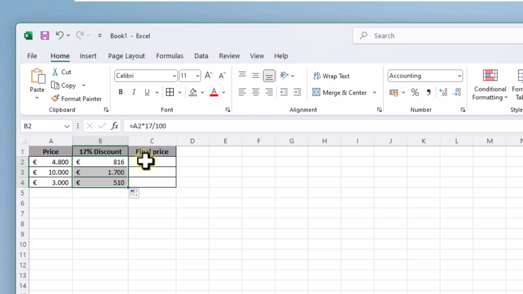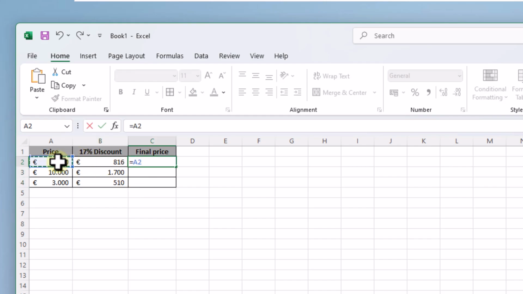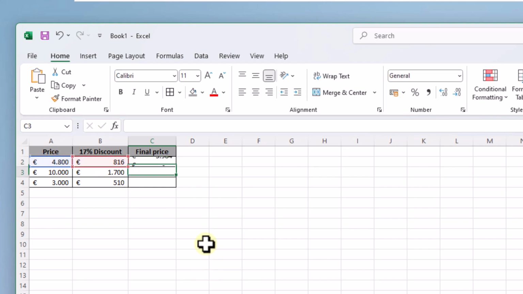Now to determine the final cost, in another cell enter the equal sign, the original value minus the discount value. Press enter to see the final cost. You can drag this formula to the other cells.